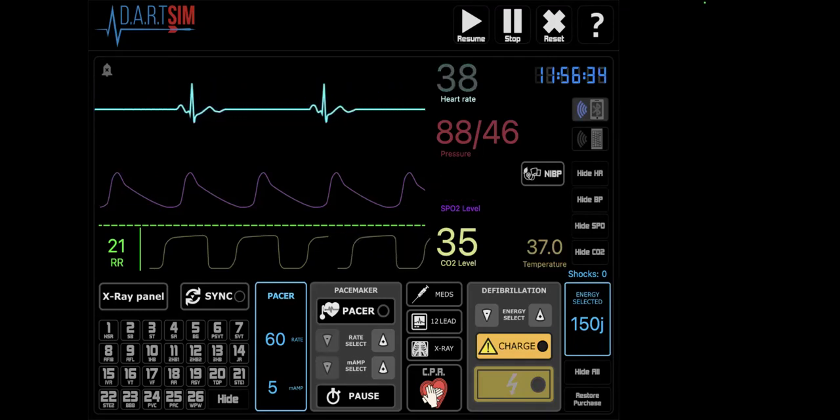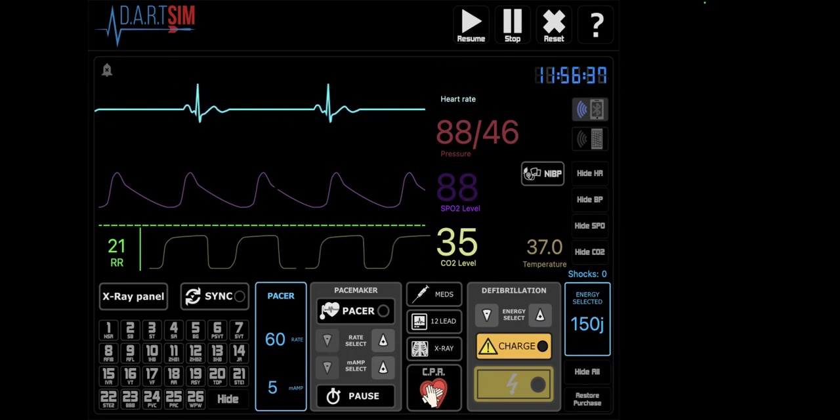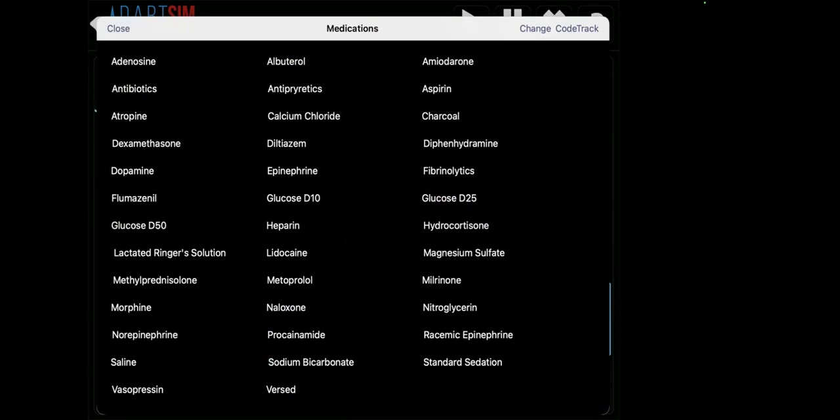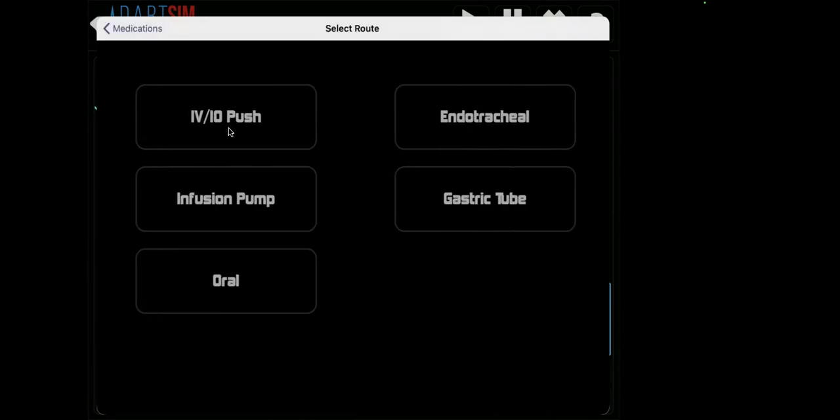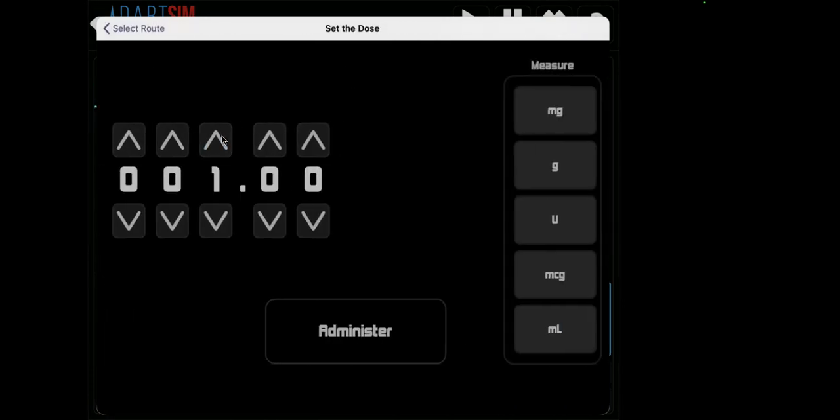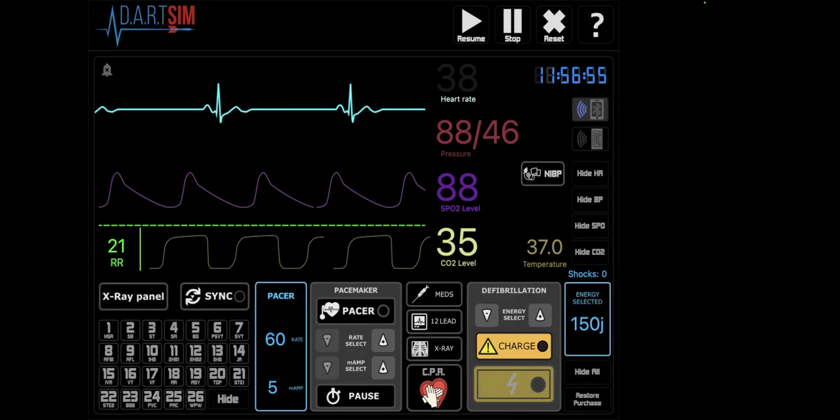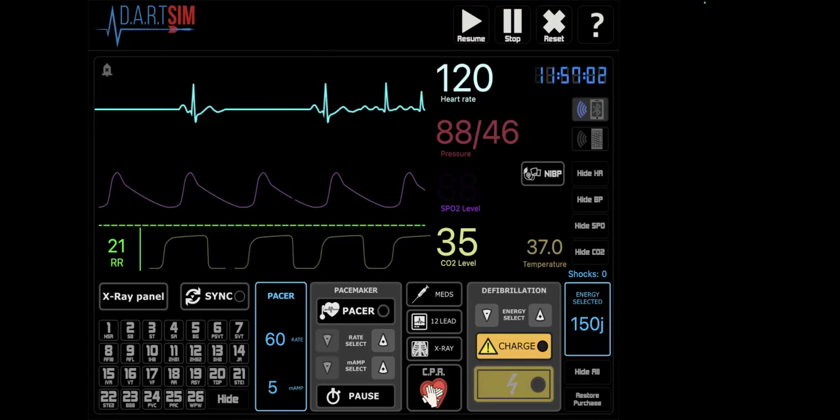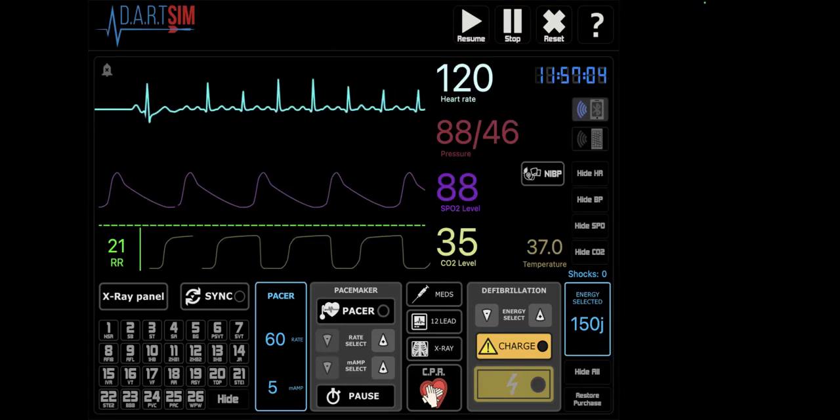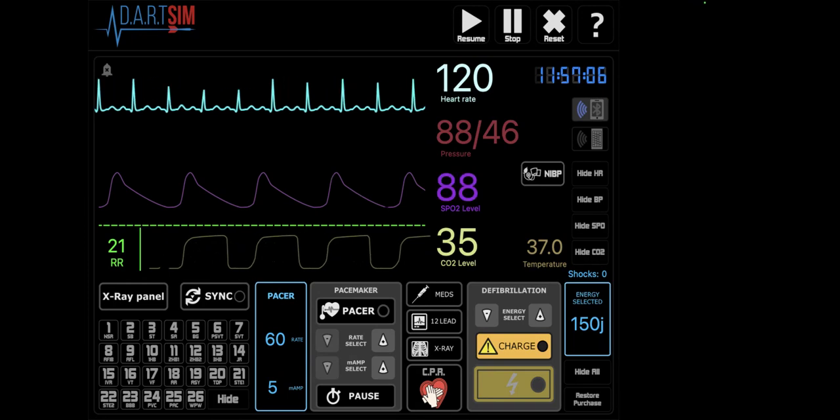And when I think about my treatment options, if I had an order for atropine, then I would go to my medications. I would find atropine. I'm going to give it IV push. I'm going to give 1 milligram and I'm going to administer that. And what I would expect to see is my patient's heart rate increasing significantly.